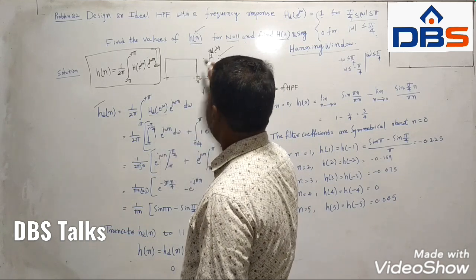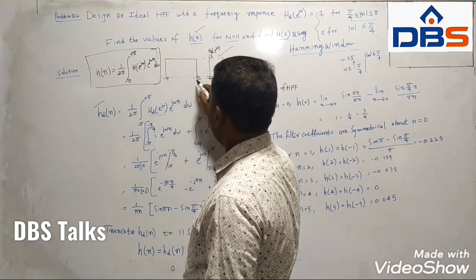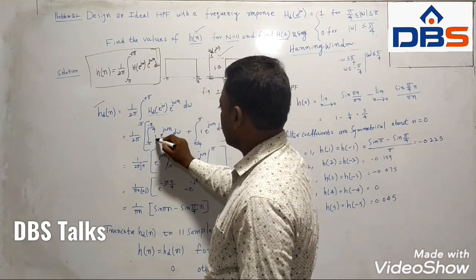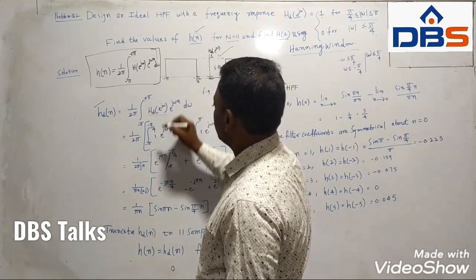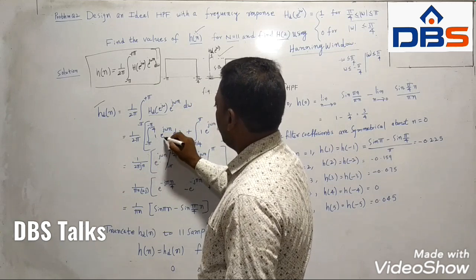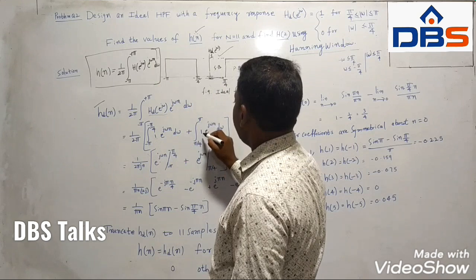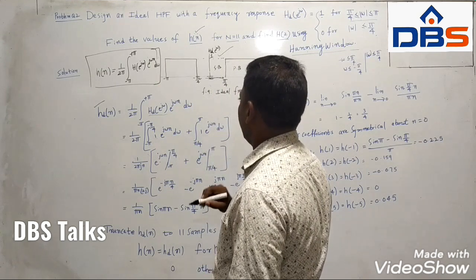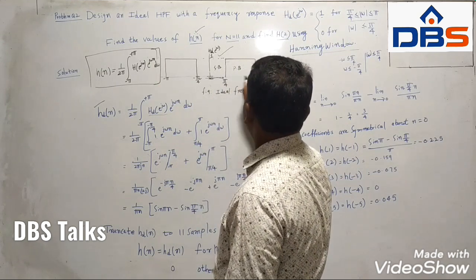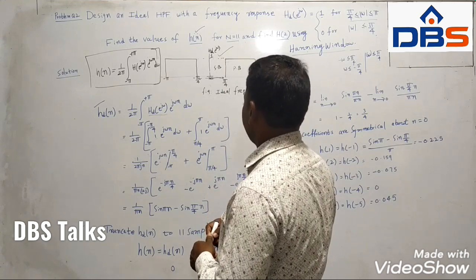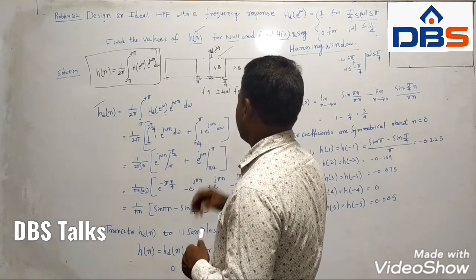Okay, hd of e power j omega has value 1 from minus pi to minus pi by 4. That's what I have written: 1 into e power j omega n d omega, plus, from pi by 4 to pi, 1 into e power j omega n d omega. Because from pi by 4 to pi the magnitude is 1. So that is why we have written it like this.